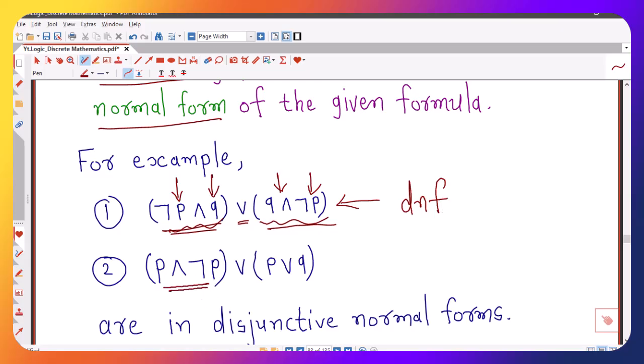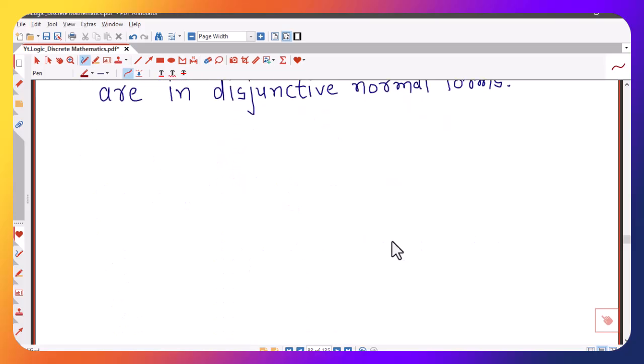Here also this is an elementary product. Here I have to write AND operator. This is another elementary product and this is OR operator. So we have a sum of these two elementary products. Therefore, this is another example of DNF.